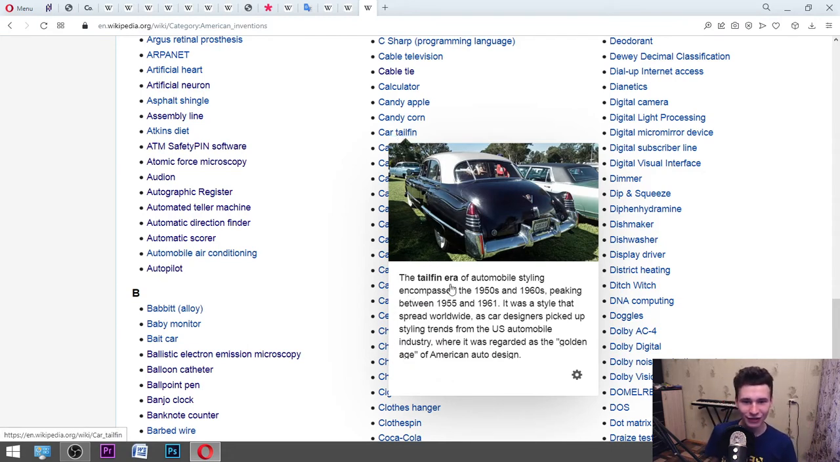And the tail fin era of automobile styling encompassed the 1950s and 1960s, peaking between 1955 and 1961. It means that the peaks and some of the bell curve were higher, at higher y-axis values in this time.